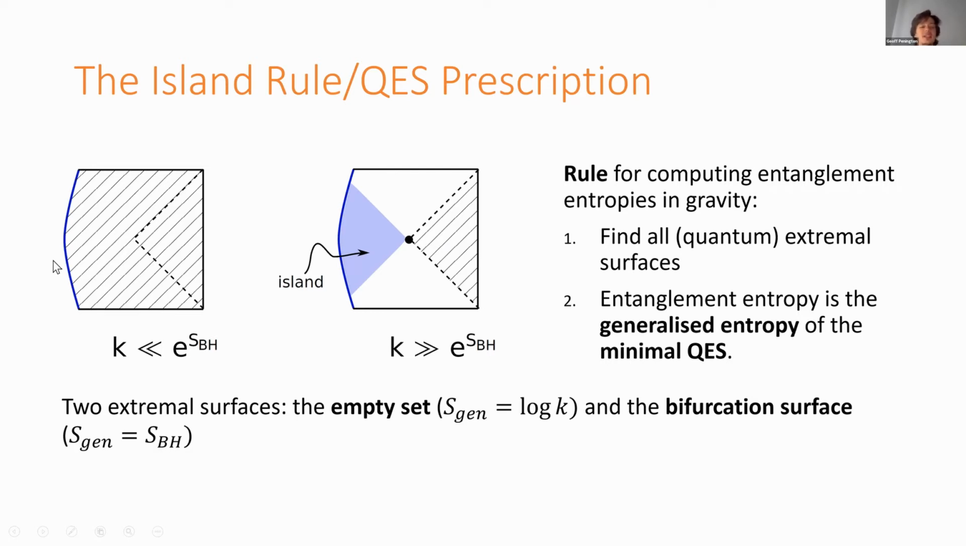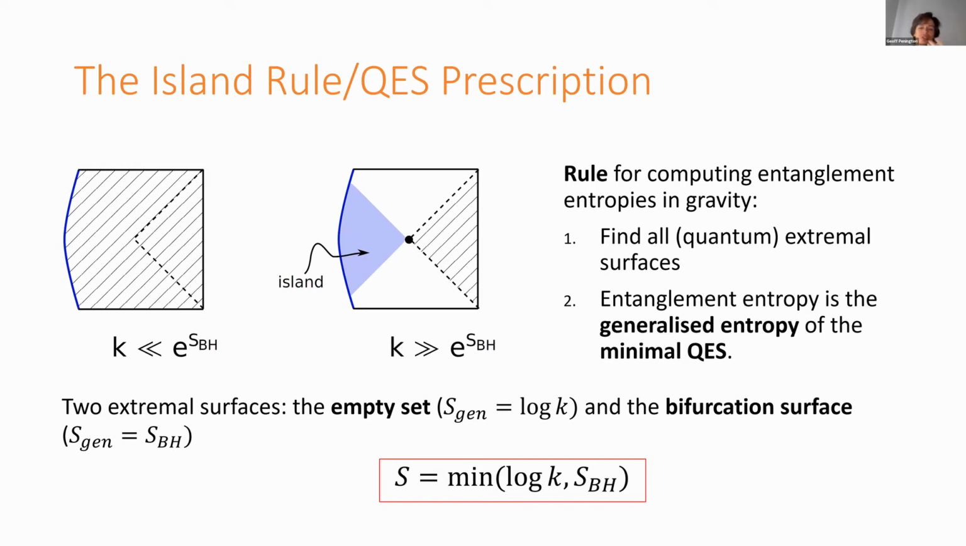What about the empty set surface? Well, in that case, its area is 0, it doesn't contain a point. But now this dashed line region contains the end of the world brane, and that end of the world brane has an entanglement entropy that is given by log k. So the generalized entropy of this empty set is log k. Okay, so put those two things together with the rule I just gave, and we get an answer that the actual entanglement entropy is given by the smaller of log k and the Bekenstein-Hawking entropy. Log k we call the naive Hawking answer. So this is the Page curve. So great, that's the answer. We're done. Very simple model.